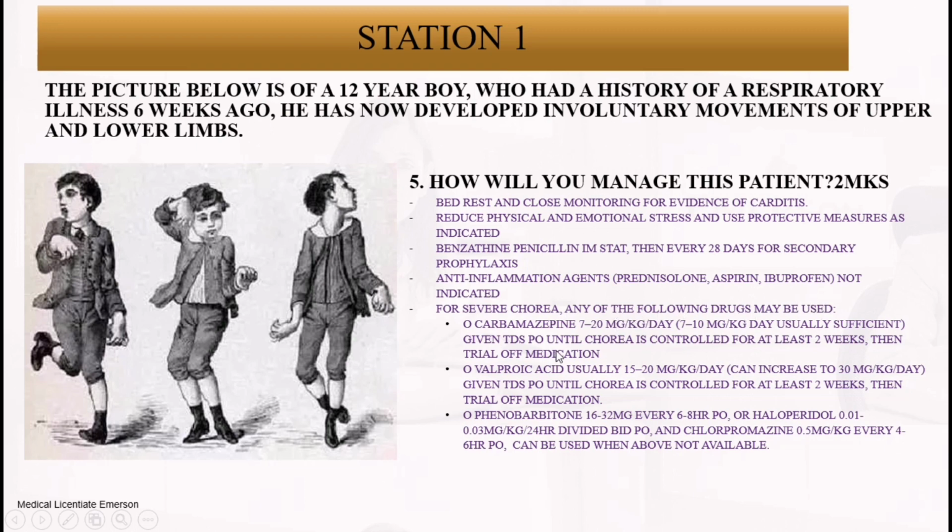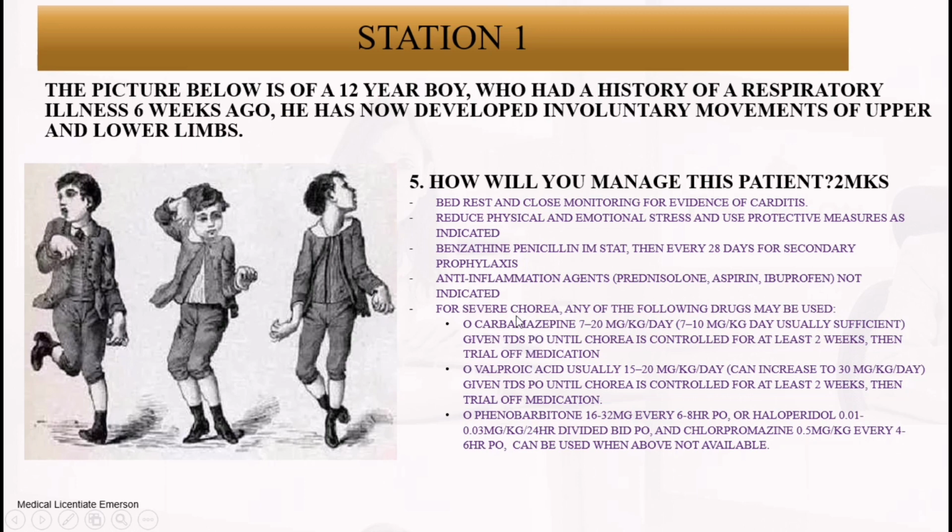So let's go through now the pointers on how this condition will be managed. Point number one to take note of is you have to do monitoring. Of course, you have to reduce physical and emotional stress. Benzathine penicillin IM starts, then you do it every 28 days for secondary prophylaxis. Since this was just a pointer, you don't have to indicate it when writing. The next point you're going to write is you can use any of the anticonvulsants or antipsychotics. You can just pick any if you want.